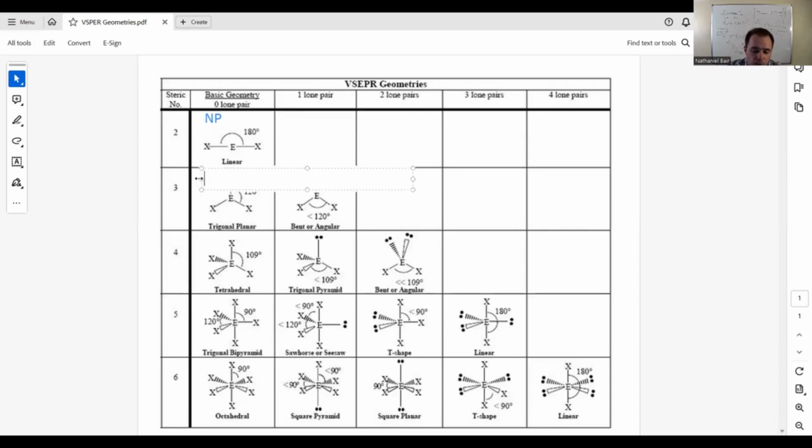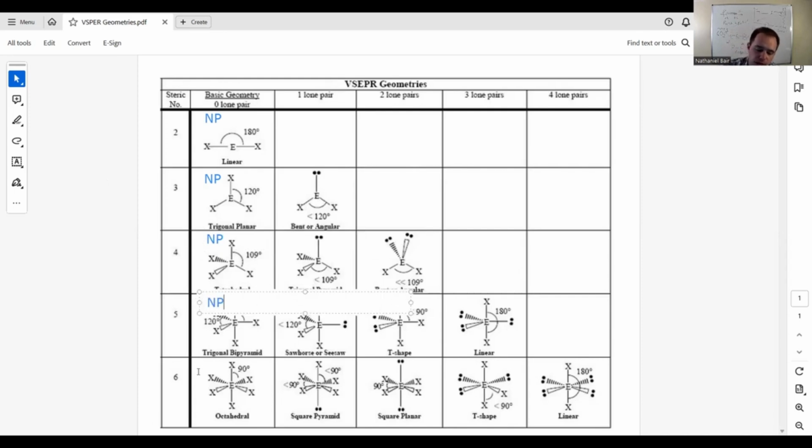Same thing with trigonal planar. Trigonal planar has the potential to be nonpolar. If the X groups are all the same, then they're all going to tug 120 degrees away from each other and they're all going to cancel each other out. In fact, if you go down through the zero lone pair column, these are all nonpolar if the X groups are the same.